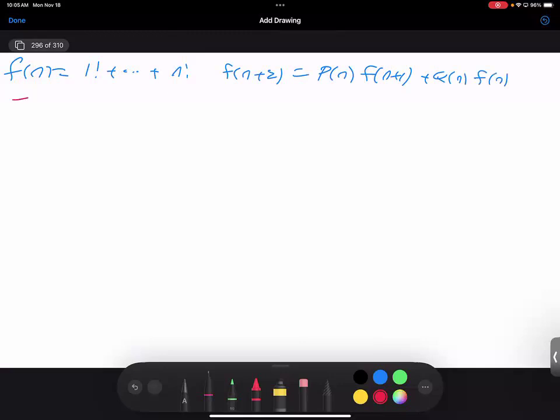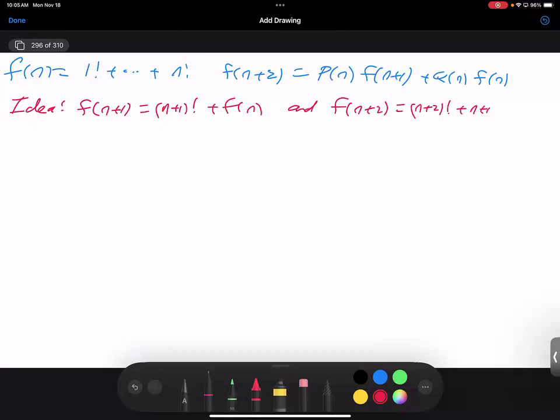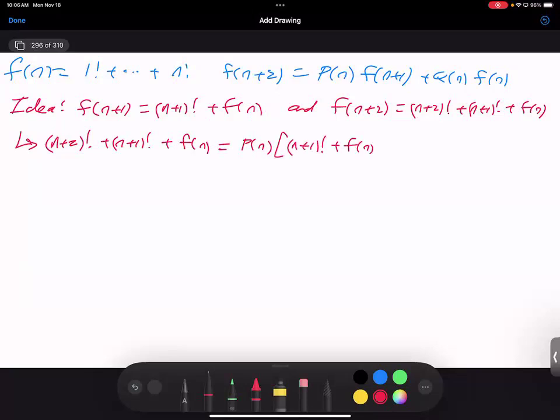And the idea that we had at the end of the last class was to write Fn plus 1 as n plus 1 factorial plus Fn, and Fn plus 2 as n plus 2 factorial plus n plus 1 factorial plus Fn. And when we substitute, that will give us n plus 2 factorial plus n plus 1 factorial plus Fn from the left-hand side is equal to Pn times Fn plus 1. So it'll be n plus 1 factorial plus Fn plus Qn times Fn, right?